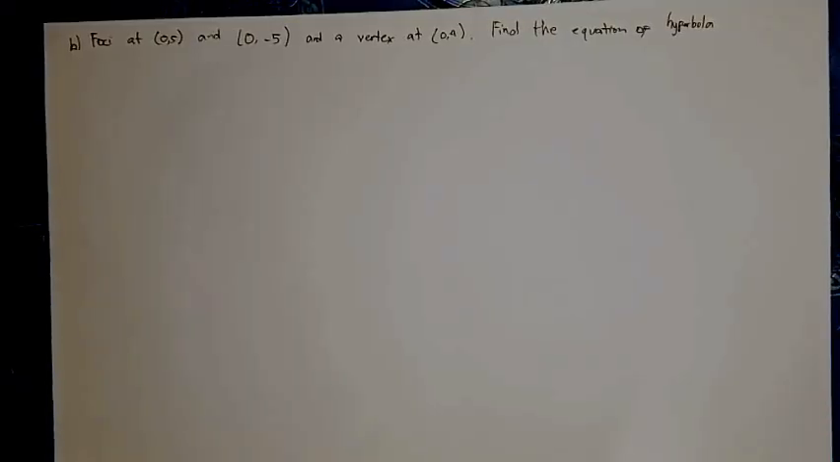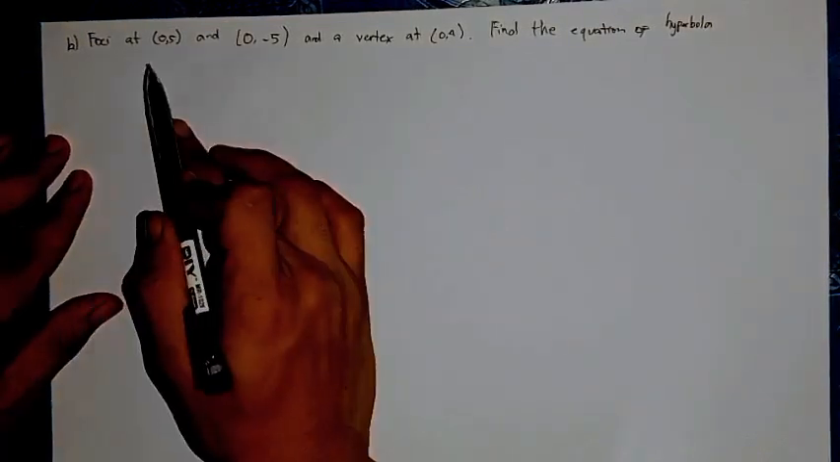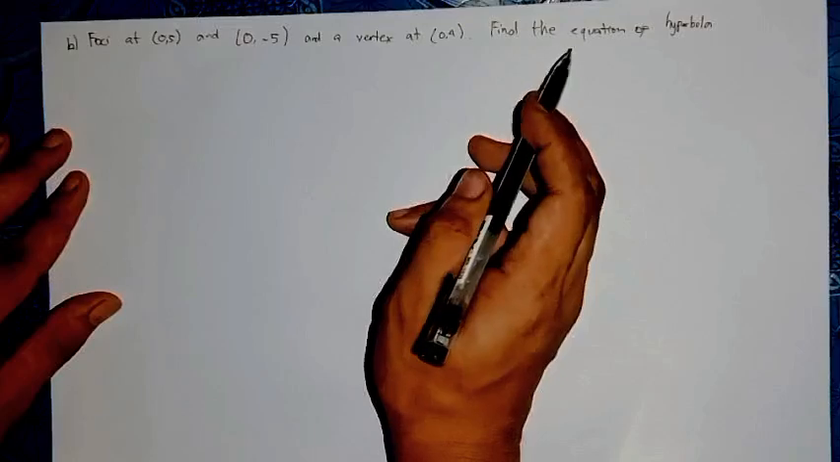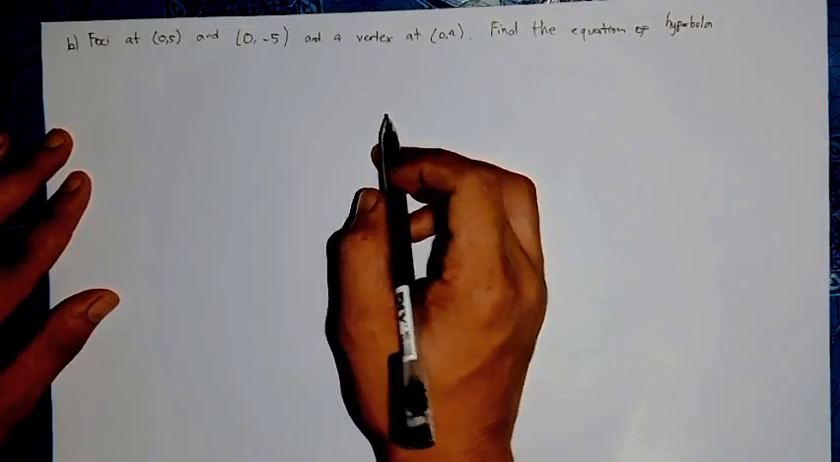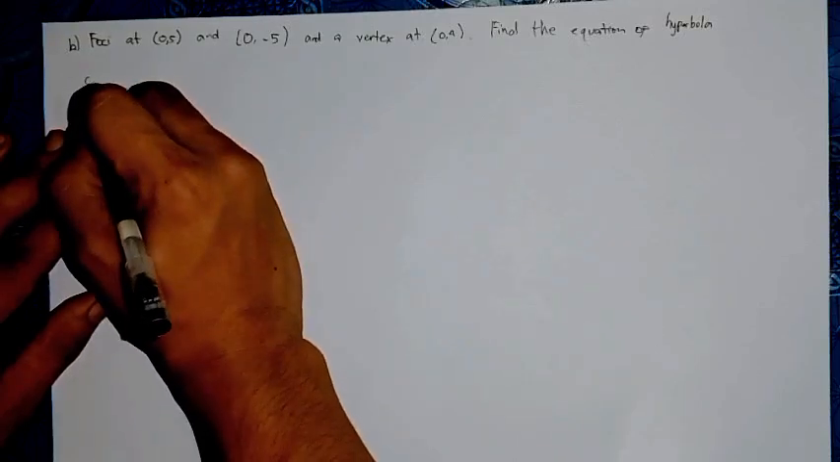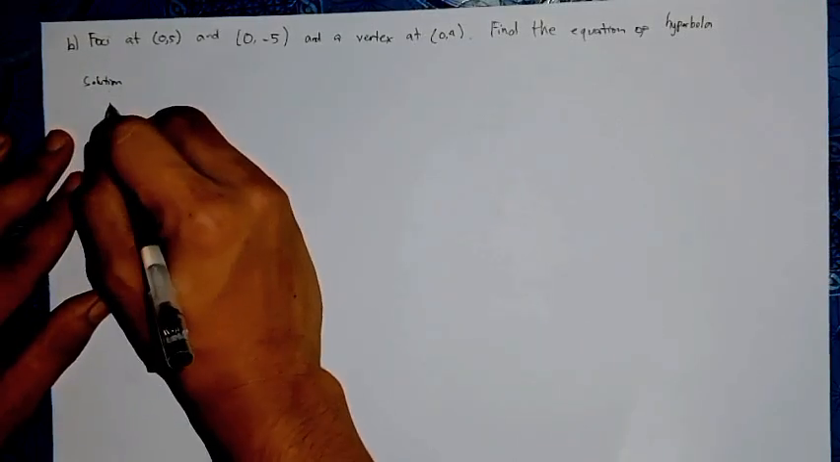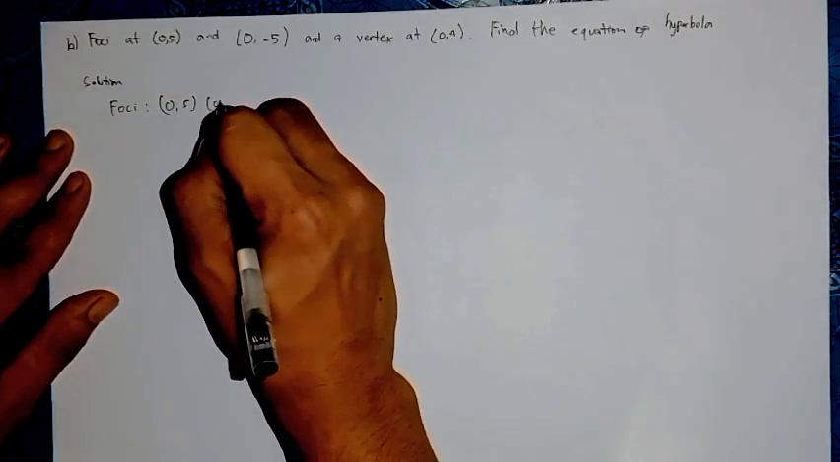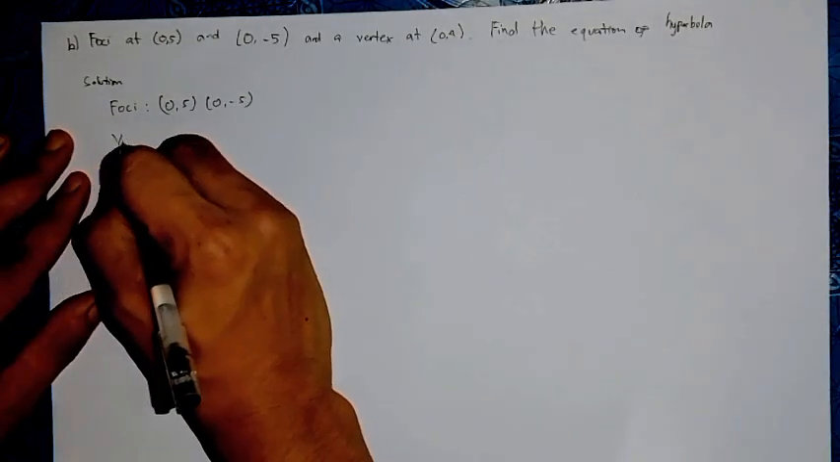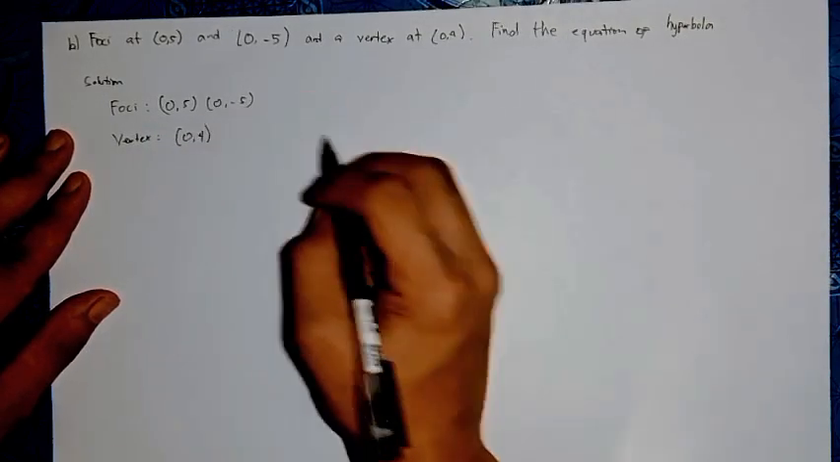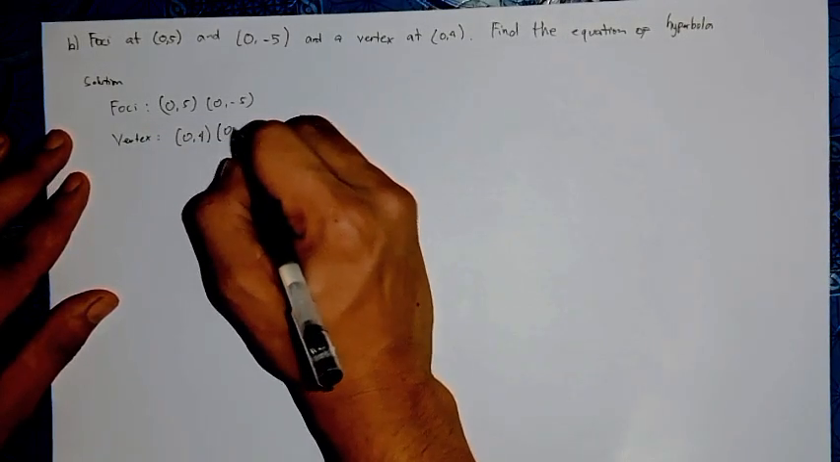Let's have a second example for hyperbola. We have the foci at 0, 5 and 0, negative 5, and a vertex at 0, 4. Find the equation of the hyperbola. To find the equation using these given conditions, first we have the foci, right? 0, 5 and 0, negative 5. And a vertex, we have 0, 4, and also 0, negative 4.